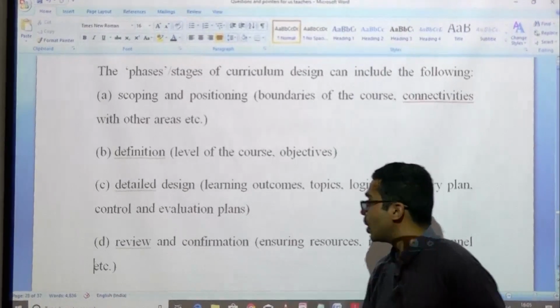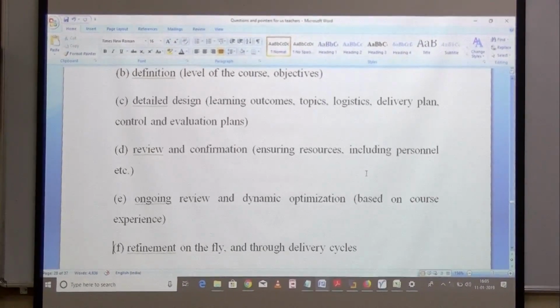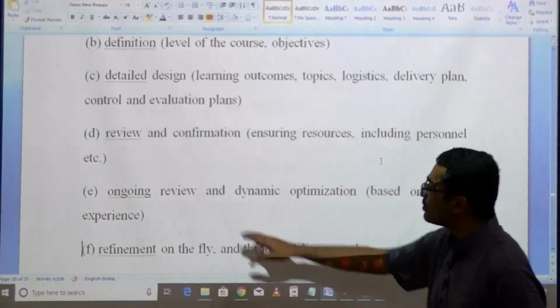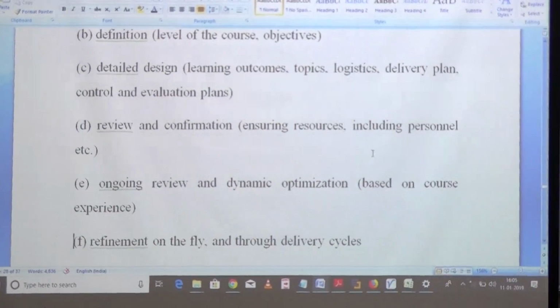And then review and confirmation, essentially reviewing the design multiple times till you are convinced that it's about the reasonable curriculum that you would like to actually work with. And this review process, by the way, is a very continuous process.